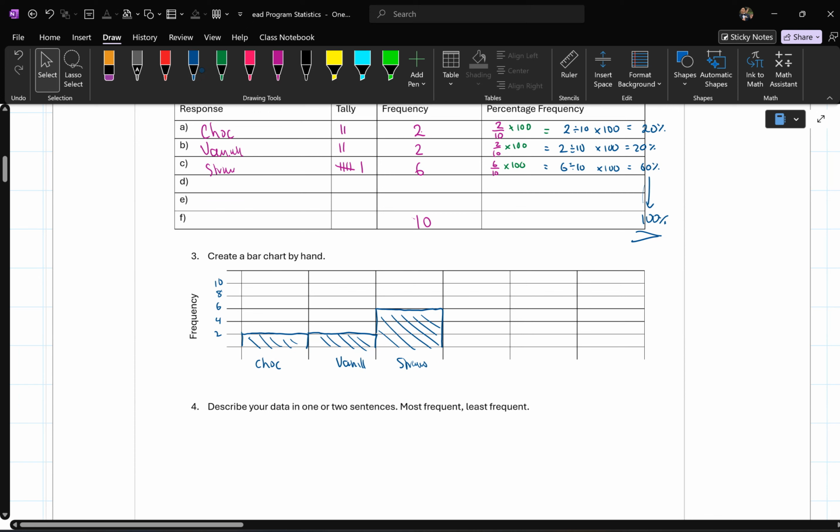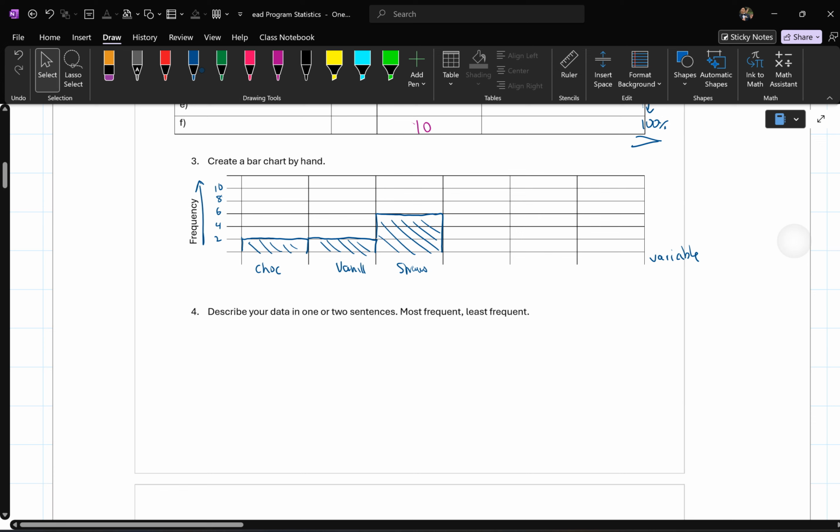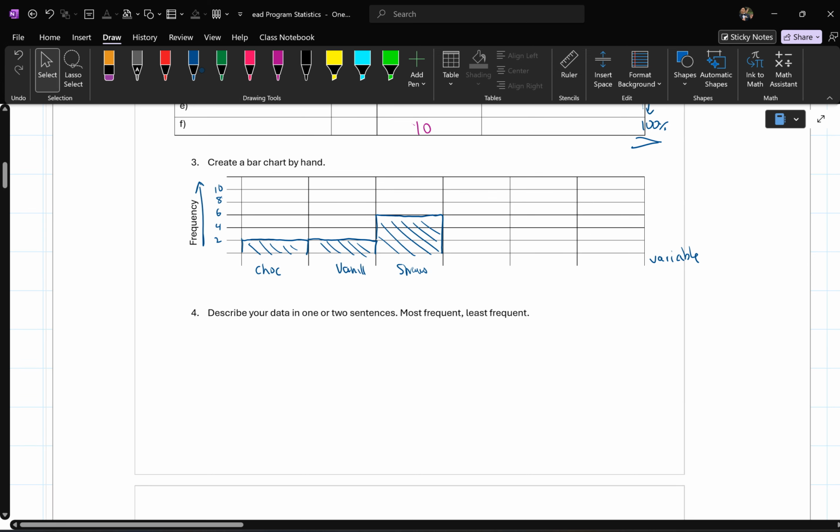hand. Okay, so you've got your categorical variable on the x-axis, and then your frequency is always on your vertical axis. Okay, describe your data in 1 or 2 sentences. So the most frequent, well, that's your mode. So the mode clearly is strawberry. Least frequent, well, it's both chocolate and vanilla.